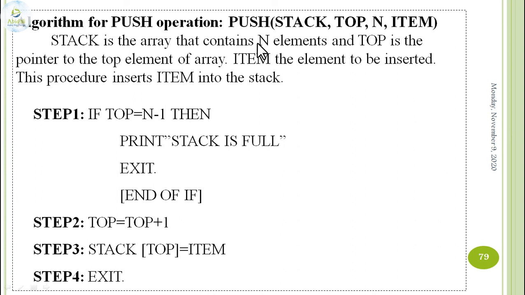So all this we need to explain in the legend now. Stack is an array containing n elements and top is the pointer to point to the top element of the array. See, stack, n, top, we are defining what it is. Then we are saying item, the element to be inserted, is the one that we need to add on to the stack. The procedure that we are following in the algorithm is going to insert an item into the stack.